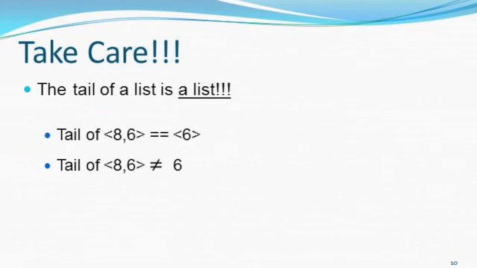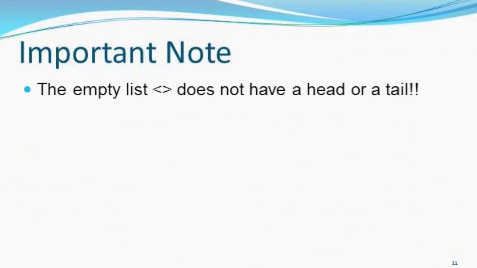It's really important to remember that the tail of a list is a list. So notice that our notation again, remember I said we were going to be really nitpicky here. The tail of this list with two elements is a list with one element. It is not just the element itself, even if there's only one thing left. The other important thing to note is the empty list doesn't have a head or a tail just by definition.